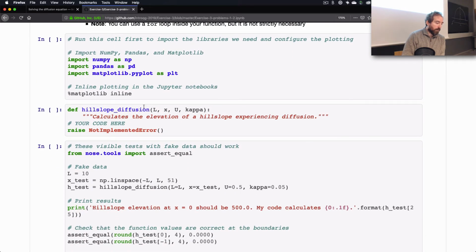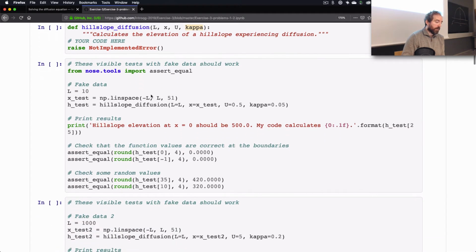So you'll first make your hillslope diffusion function. You'll see it takes a number of different parameters. So L is our half width, X is our array of distances, U is the uplift, and then kappa is that diffusivity term. So those things go in, and out should come the elevation H from that. There's a number of tests that you can see here, some fake data with L values and X values and things like that. And you can see whether your equation that you've converted to a function is working properly by running this set of tests.